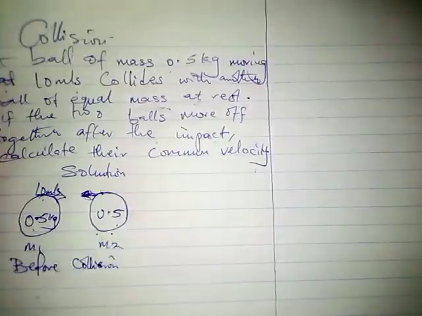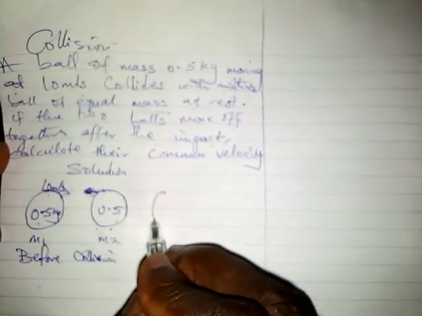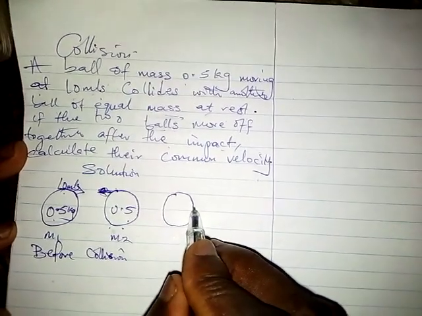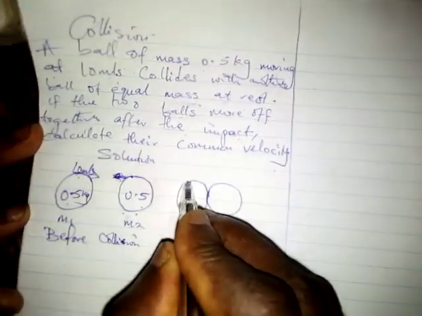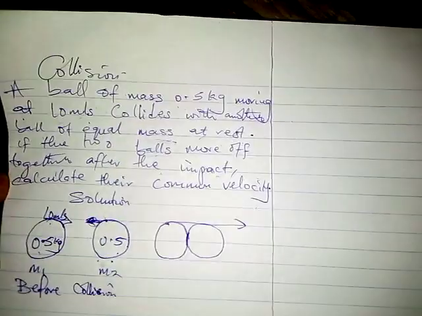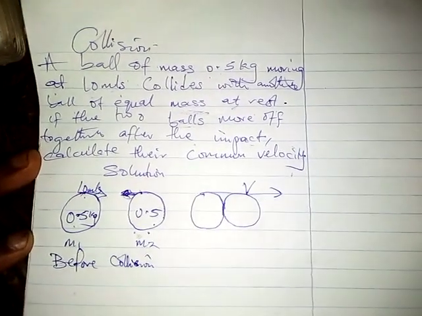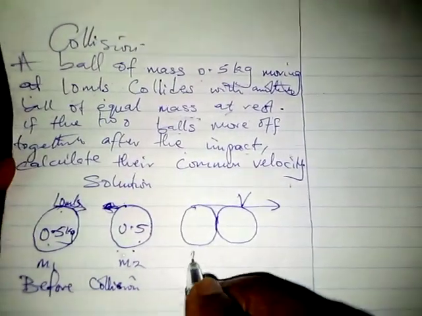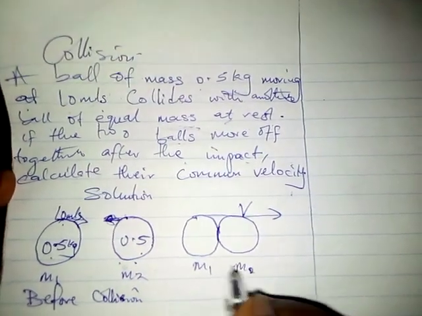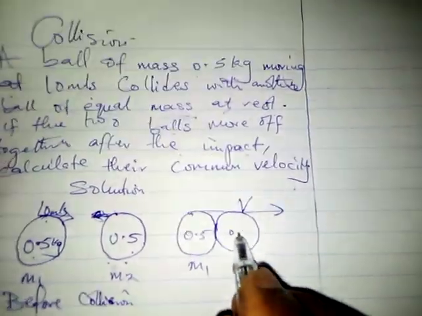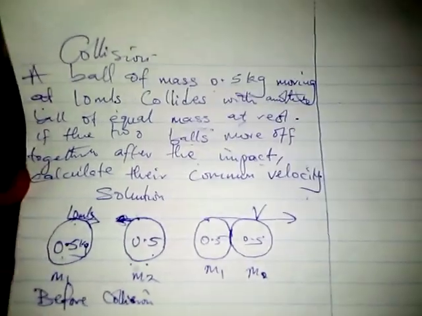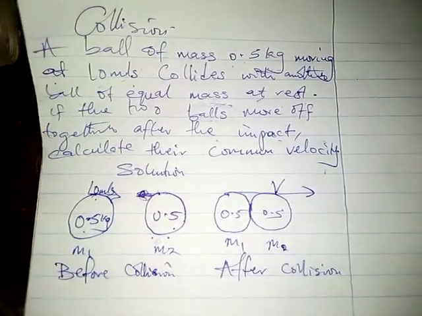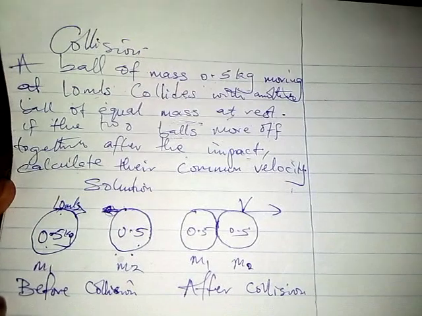All right? Now let's look at during the collision, because the question said it collides with the ball at rest. So let's look at the impact. I'm going to draw this, then make a line straight. Don't mind my structure. Now they move off with V. We still have their 0.5 kg both, M2 and M1, so 0.5, 0.5. Now, very quick one, this is after collision, like I explained to you in the former video, right? This is after collision. Now what we are looking for is V.